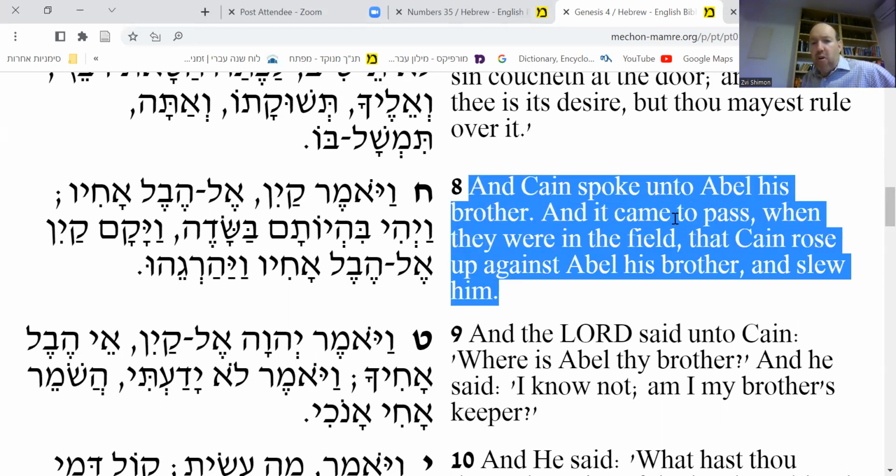And Cain spoke to Abel, his brother. And it came to pass when they were in the field that Cain rose up against Abel, his brother, and slew him. Now, everyone who reads this verse senses that something is missing, because the verse opens by stating that Cain spoke to Abel, right?